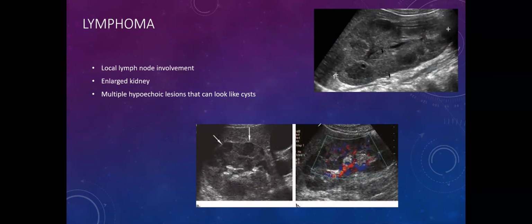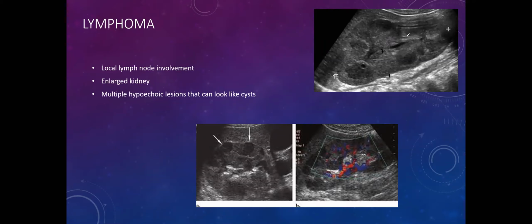Lymphoma, we've gone through this rodeo before. Local lymph node involvement, it is lymphoma after all, and the lymph nodes are going to be enlarged. The kidney can be enlarged, and typically multiple hypoechoic lesions that can look like cysts. So when we look down here, these are too far out in the cortex to be pyramids. So you think, oh, this person has a number of cysts, but there's no through transmission at all. If you look carefully enough, it looks like there are real echoes on the inside rather than just speckle and other stuff going on.